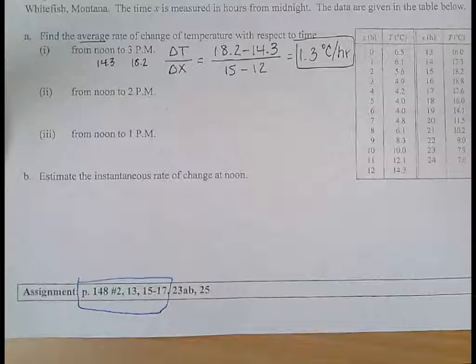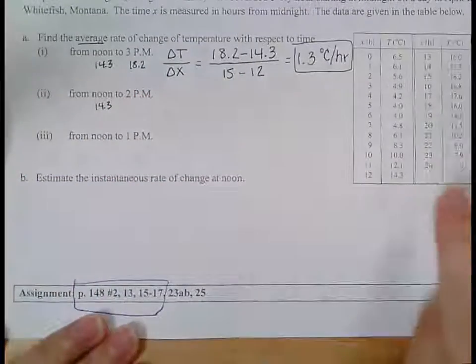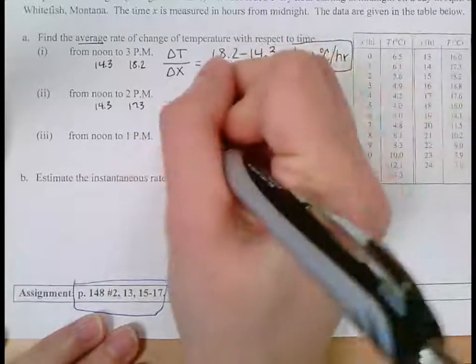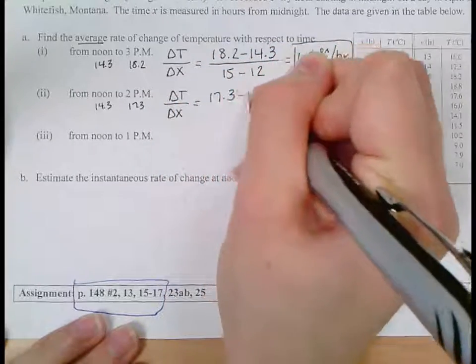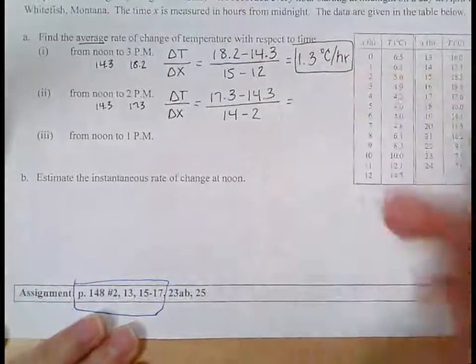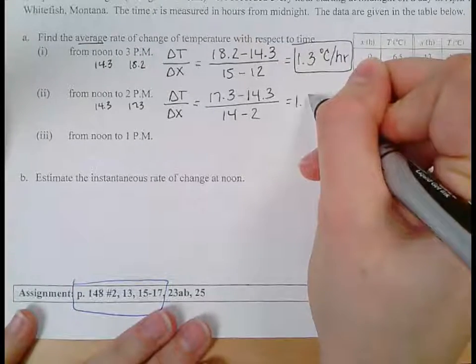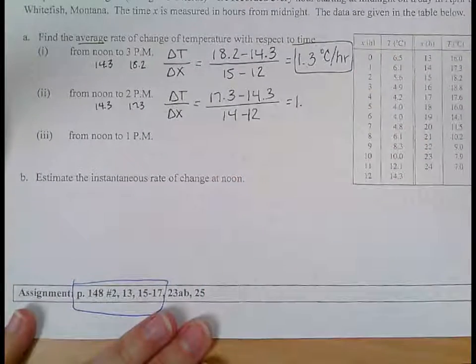Okay, so then that same calculation would happen for the next two parts, noon to 2 p.m., noon to 1 p.m. So we already know at noon it's 14.3. At 2 p.m., so that X value would be 14. That temperature was 17.3. So we would have 17.3 minus 14.3 over 14 minus 12. So that would be 3 divided by 2, 12, sorry. I was thinking 2 in my head was the actual difference there. And then, so that would be 1.5.